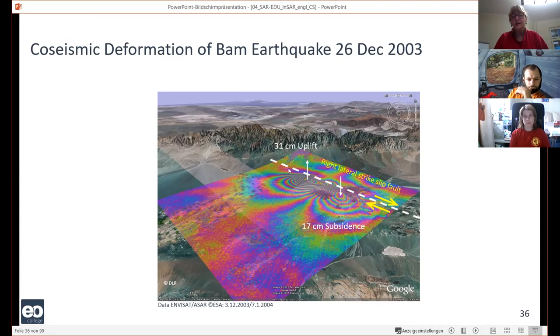Otherwise you always get a repetition of the phase information. This is why you get a repetition of the color. But through the color coding, you can identify the direction. And then there's, of course, that was the real earthquake, the lateral shift along that continental crust.